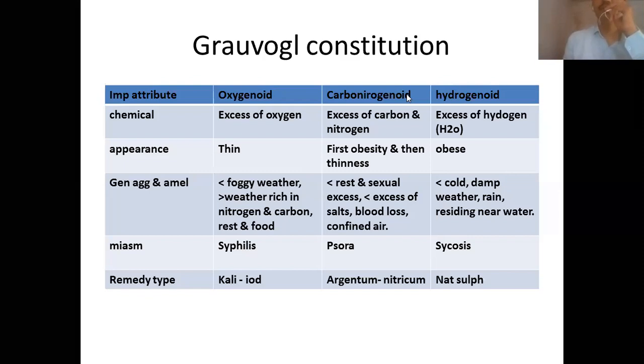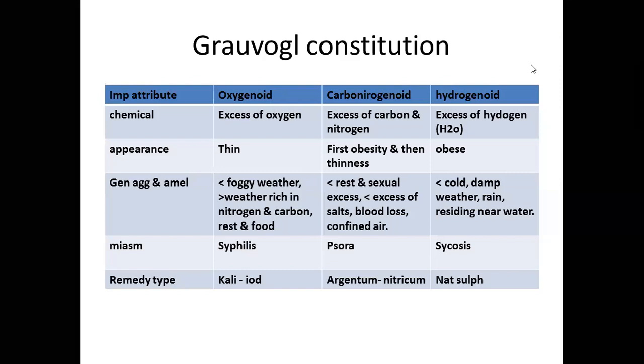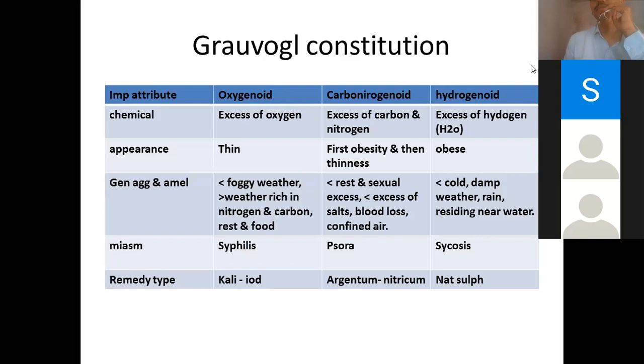And then the third important constitution discussed by Dr. Grauvogl is the hydrogenoid type of constitution. As the name suggests, genoid is generation, and hydro is related to hydrogen. And we all know that hydrogen cannot live freely in the atmosphere.